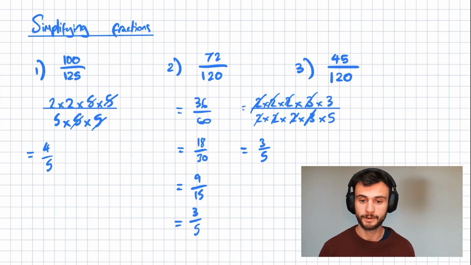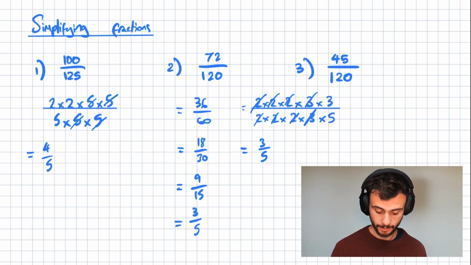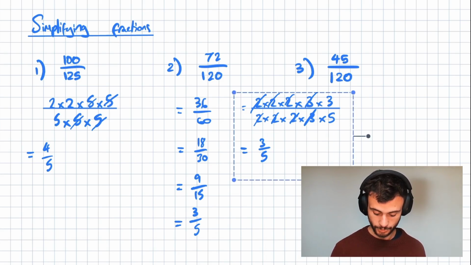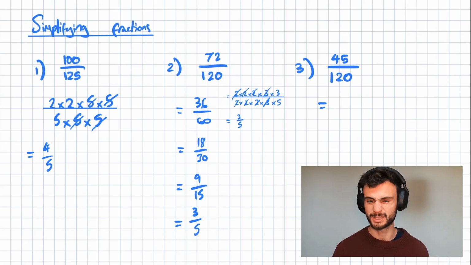Now lastly, 45 over 120. So obviously they're both multiples of 5. So we could just divide by 5, see what we get, see if we can spot another common factor. We may wish to prime factorize, though, to try and maybe spot this a little bit quicker.